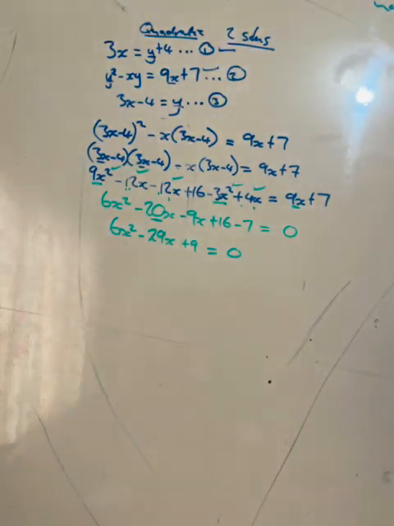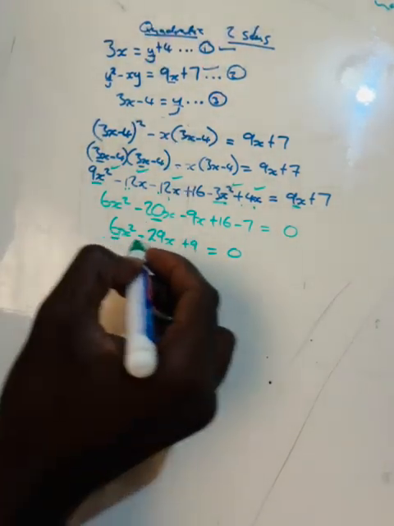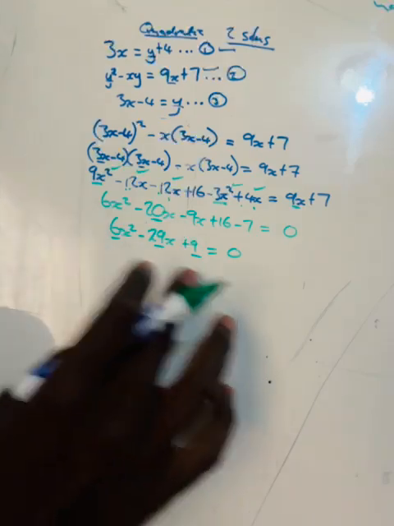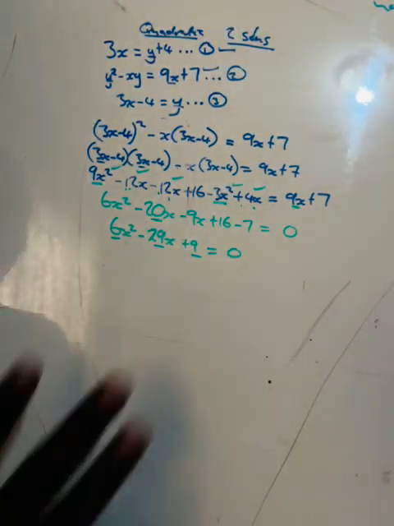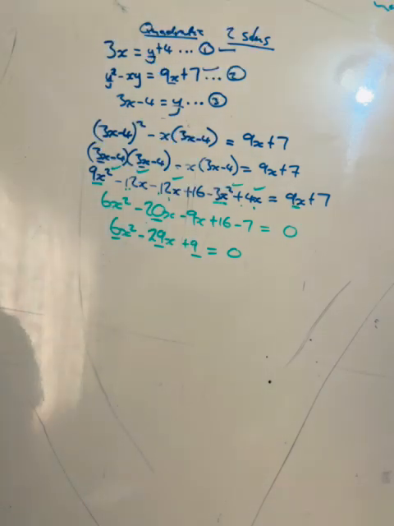Now what am I going to do? I'm going to look at my numbers. I've got 6, 29, and 9. And these numbers don't have any common factor other than 1. So as things stand, I now use the quadratic formula so that I can solve for x, right?